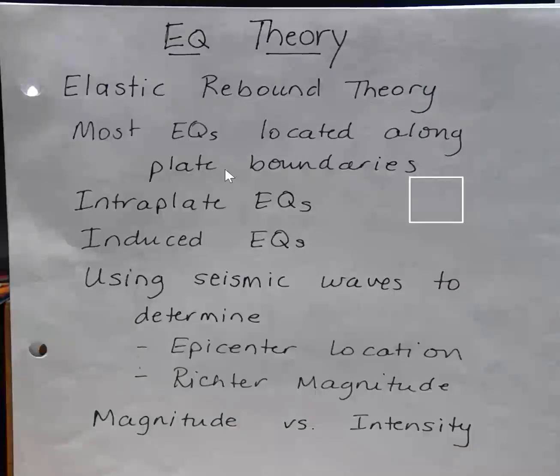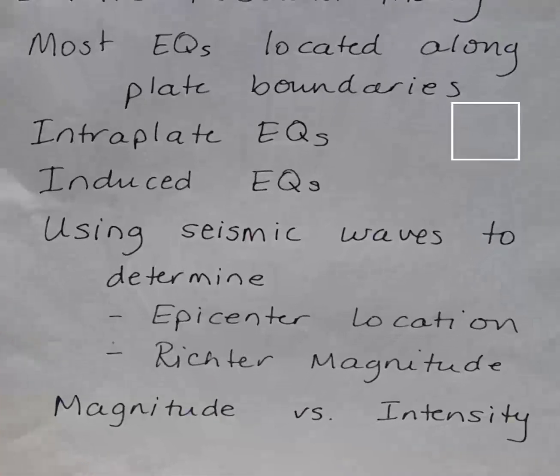We learned way back in the plate tectonics unit that most of our earthquakes occur along plate boundaries, but we learned in this unit there can be intra-plate earthquakes. A really good example of that is the earthquake sequence of 1811 to 1812 in the New Madrid, Missouri region, known as the New Madrid seismic zone. There was a series of intra-plate earthquakes, and some of those were very, very large and damaging.